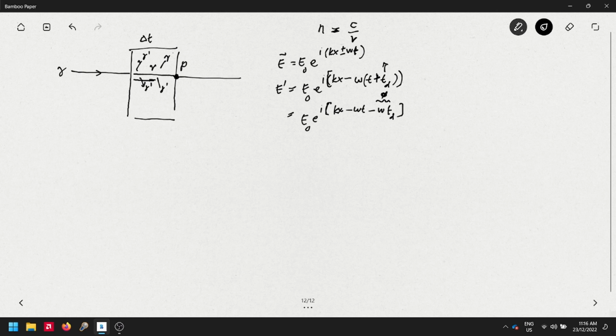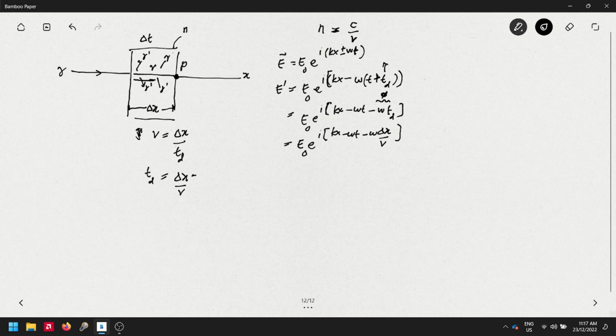Okay. So the velocity is given by the thickness of my medium, this is my x-axis, over the delay time, right? So my td is given by delta x over v. I hope you are okay. And then I substitute this into this, and I'll have E naught e to the i (kx minus omega t minus omega delta x over v).